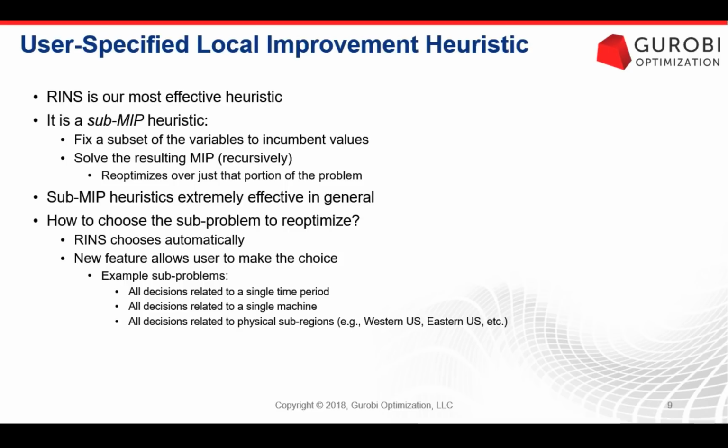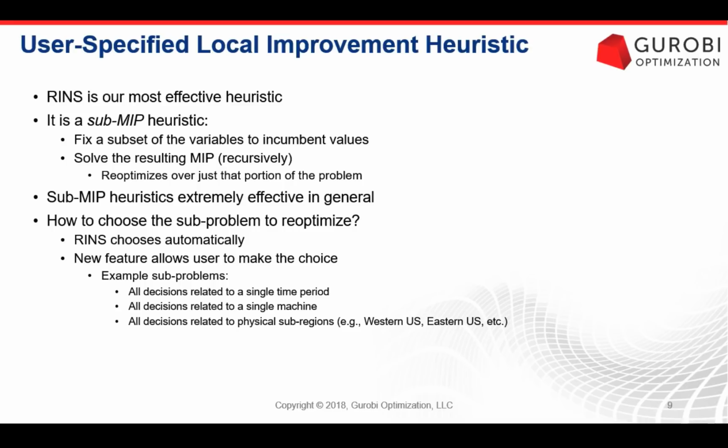So you're re-optimizing on just the variables that were left unfixed. The variables that were fixed through the incumbent solution are unchanged. So these submip heuristics in general, and RINs in particular, are very effective techniques for finding high quality solutions to MIP models. The thing about RINs, though, is it chooses these subproblems, these portions of the problem to re-optimize. It chooses them automatically. The user has no control over how these choices are made.